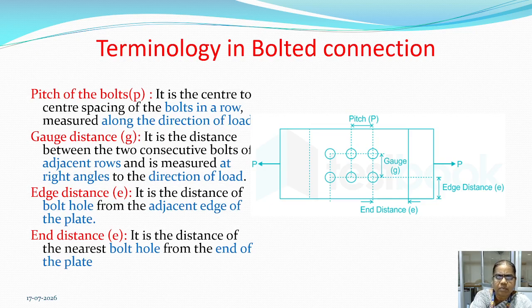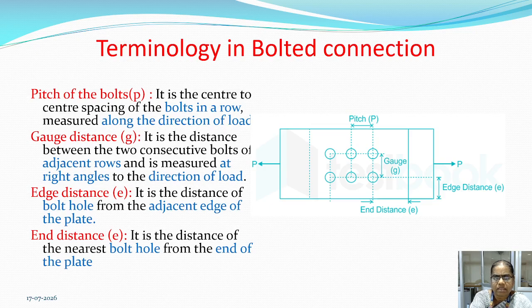Pitch is the center to center spacing of the bolts in a row, measured along the direction of load. Gauge distance is the distance between two consecutive bolts of adjacent rows, measured at right angles to the direction of load.